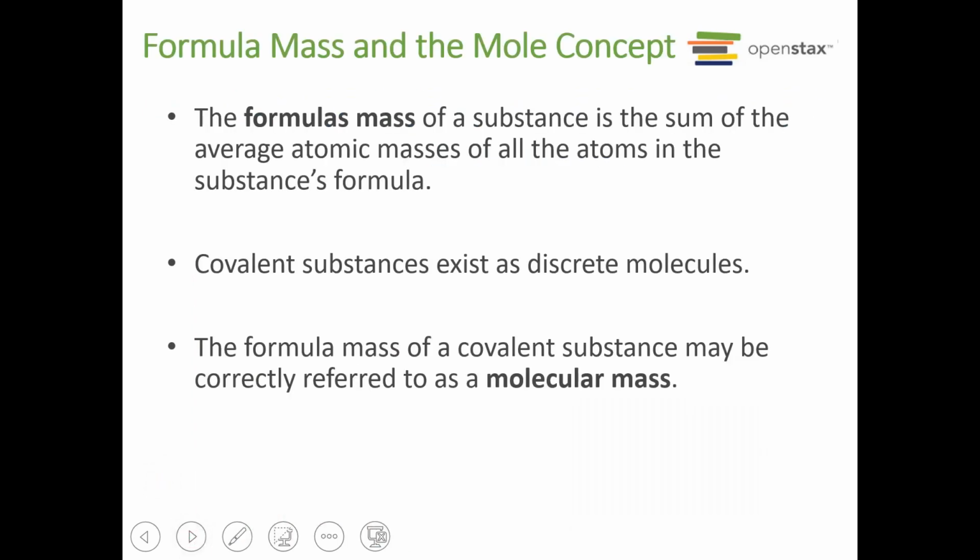So let's start by defining formula mass and what moles are. A formula mass is the amount of a substance when we add up the average atomic masses of all of the atoms in a substance's formula. So for example, if we have something like CO2, we will add up the mass of carbon and the mass of the two oxygens, and that gives us the formula mass of a compound. And we'll see some more examples of this as we move along here.